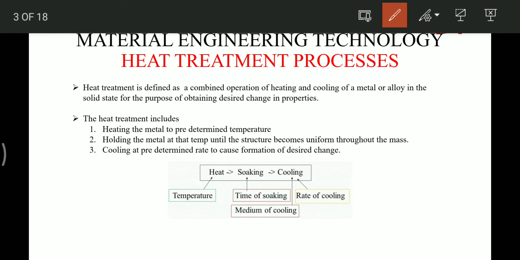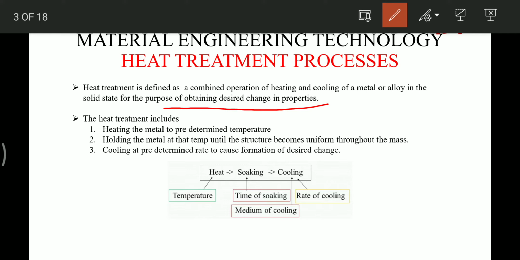Heat treatment is basically defined as the combined operation of heating and cooling of a metal or alloy in the solid state for the purpose of obtaining desired changes in the properties. So this is the definition of heat treatment: heating and cooling of a metal alloy in solid state for the purpose of obtaining desired changes in the properties.